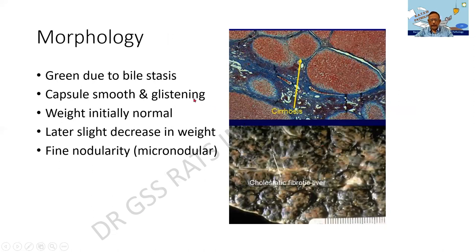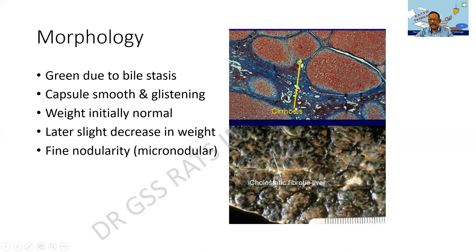Morphologically, this is what we are going to see. You find that the gallbladder itself and the liver become green due to the stasis of the bile. The capsule of the liver is smooth and glistening. Glistening because it is stretched and shiny. The weight is initially normal, but as the cirrhosis develops, it becomes lesser. There is a fine nodularity or a micronodular cirrhosis.